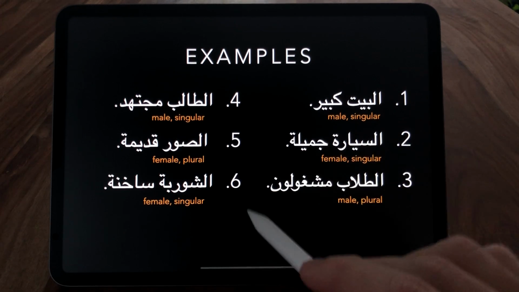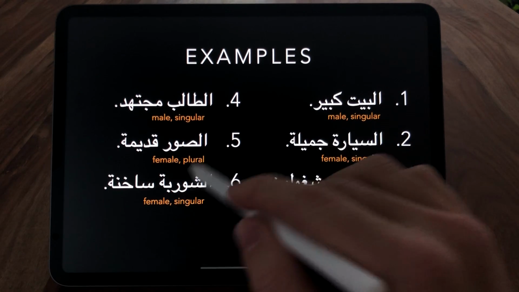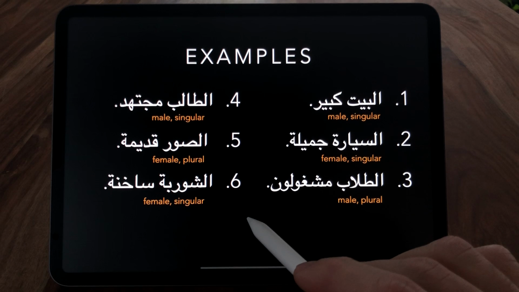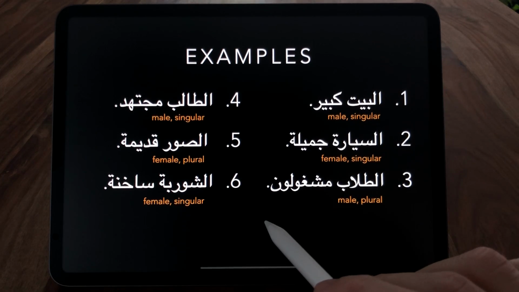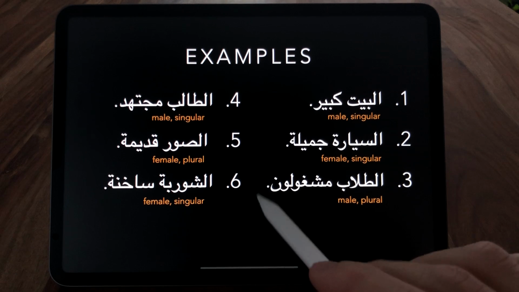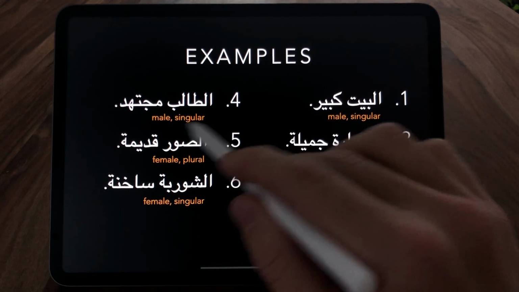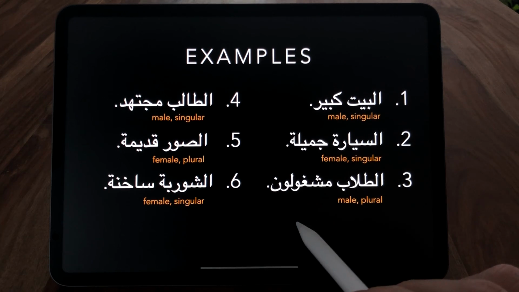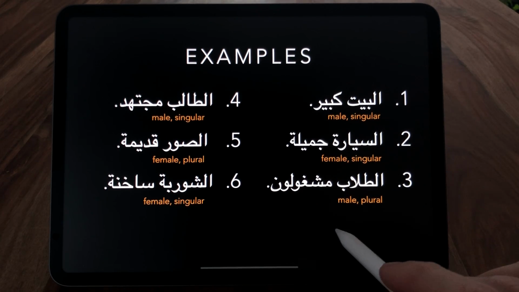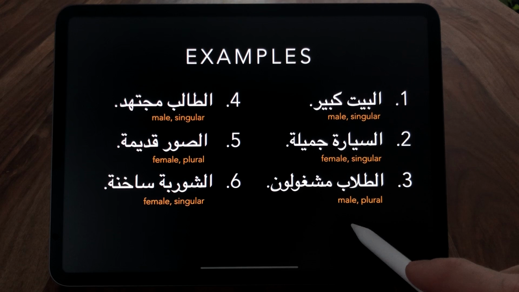Notice that the fifth example, الصور قديمة, قديمة is a singular feminine adjective that's modifying a plural, الصور, which are the photos. And the reason for this, if you remember, صور is a non-human plural, which means it takes on a singular feminine adjective.